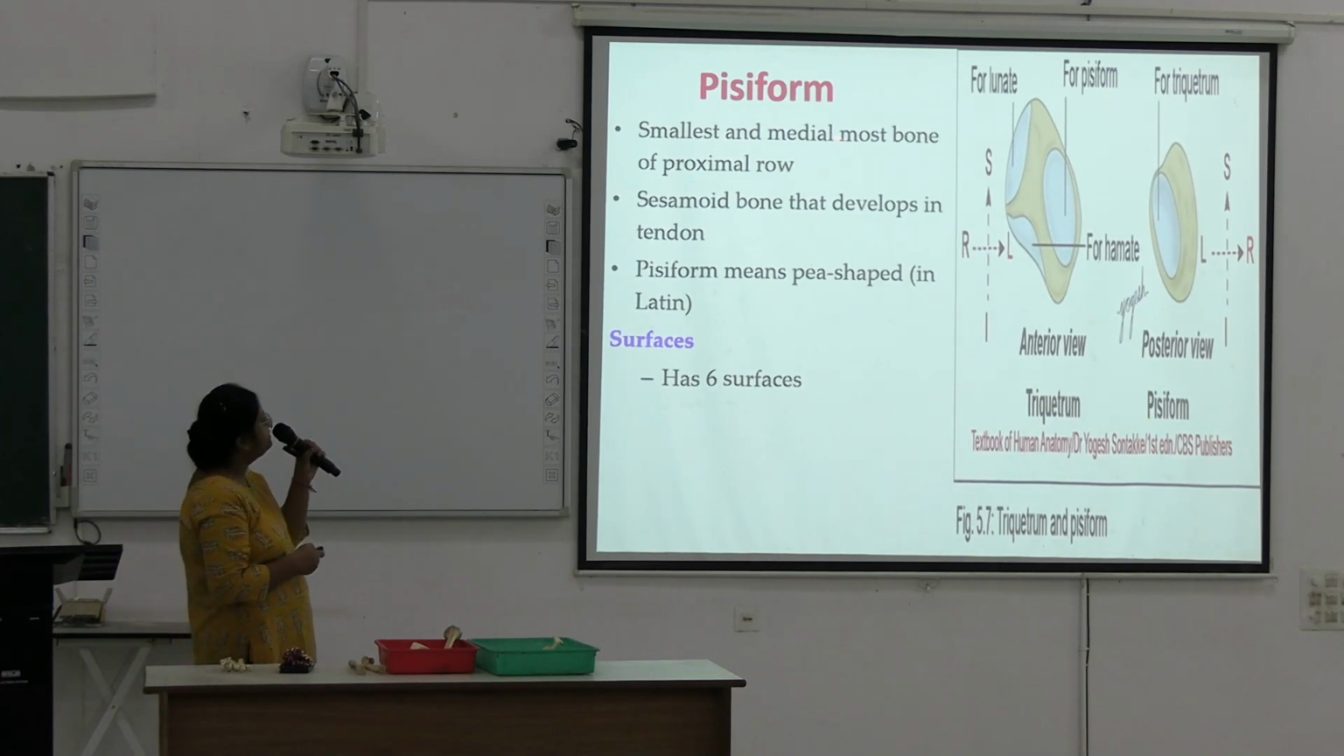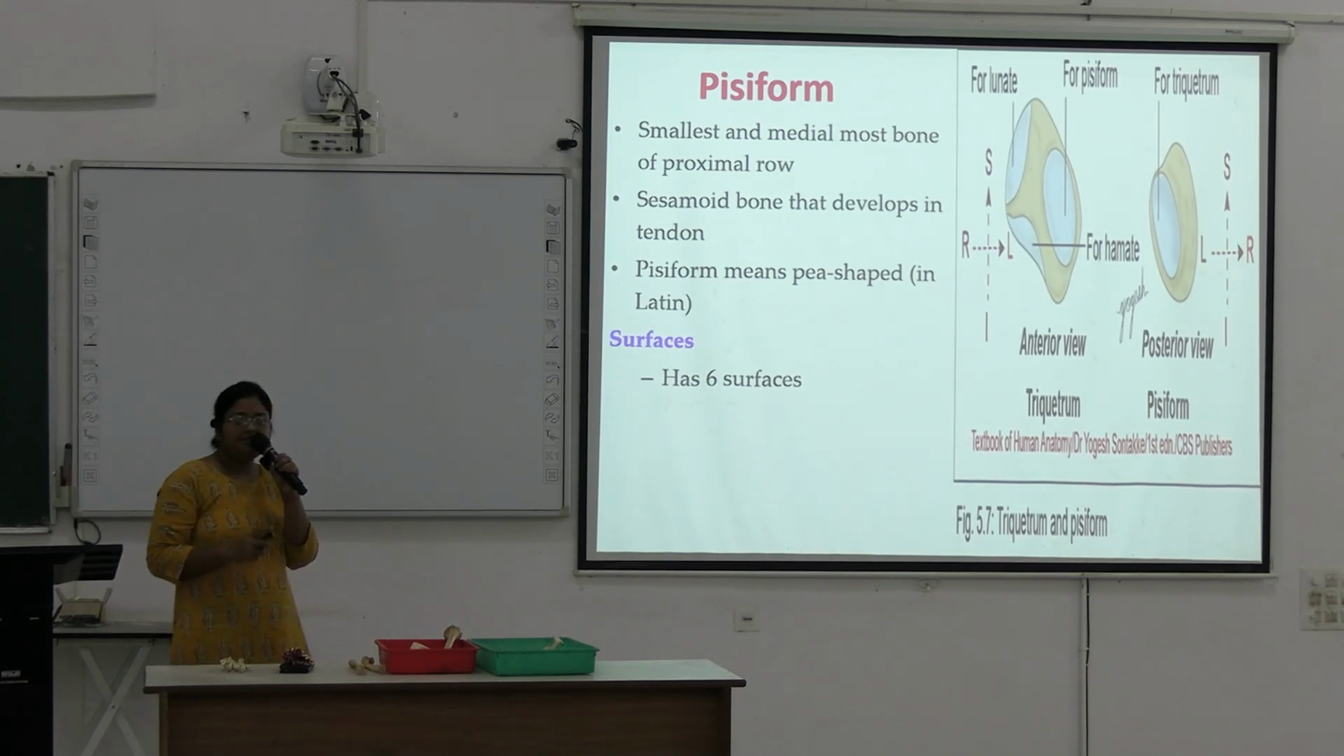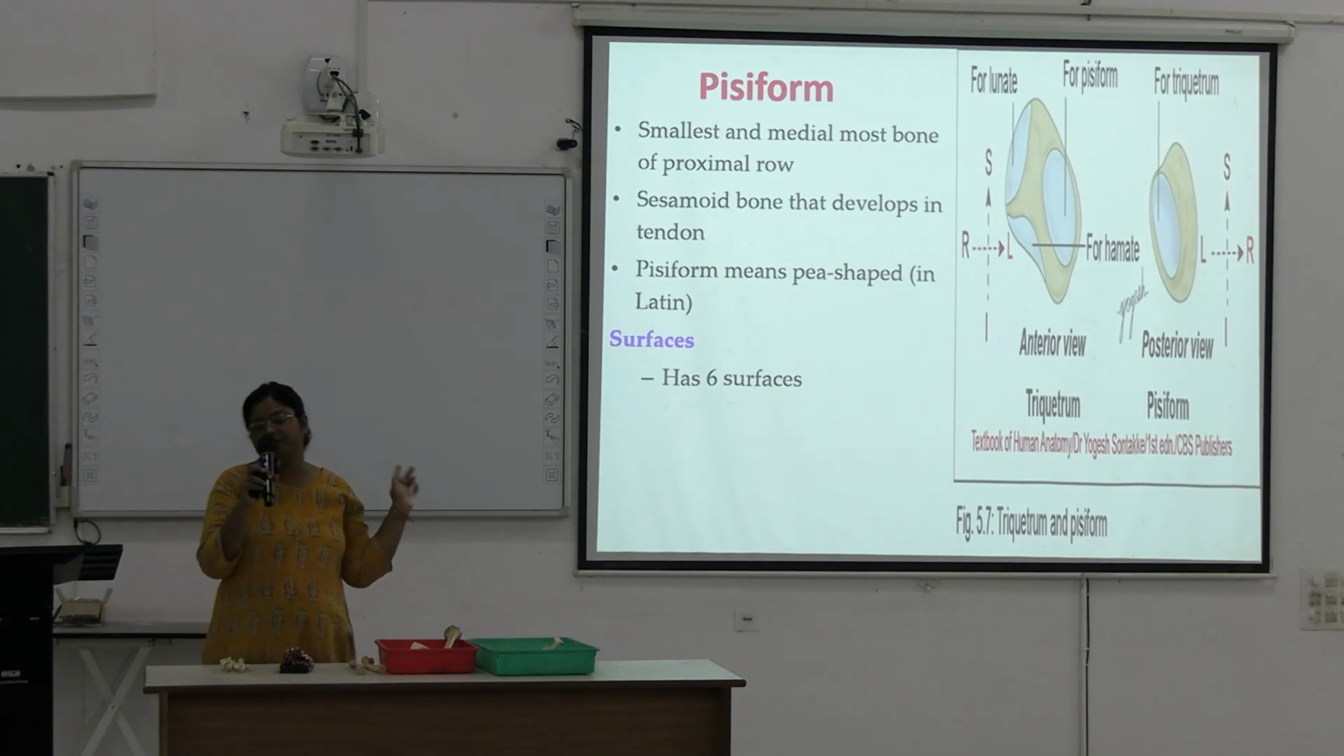Pisiform is the smallest and medialmost bone of the proximal row. Here is pisiform. It is a sesamoid bone that develops in the tendon of flexor carpi ulnaris. Pisiform means pea-shaped in Latin. It also has 6 surfaces. So this is a sesamoid bone, very, very important.